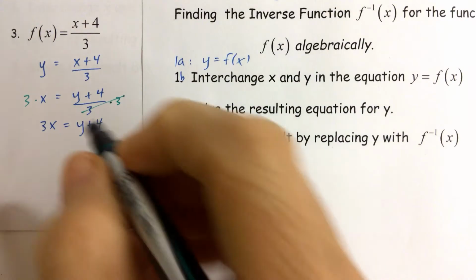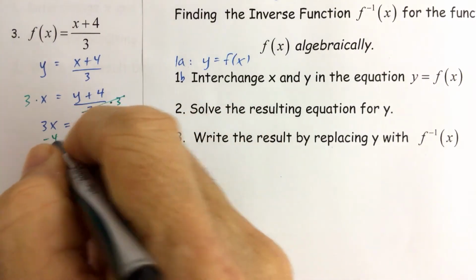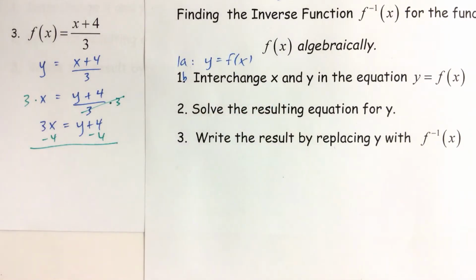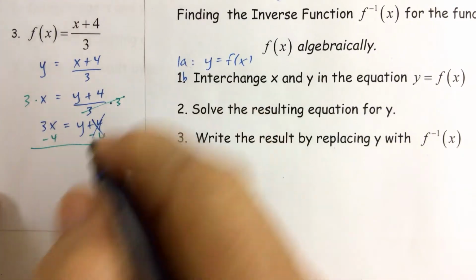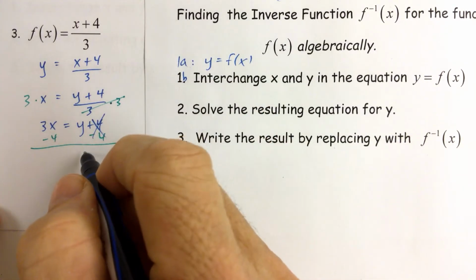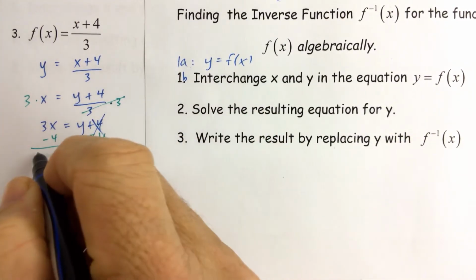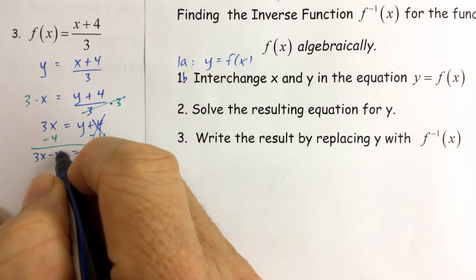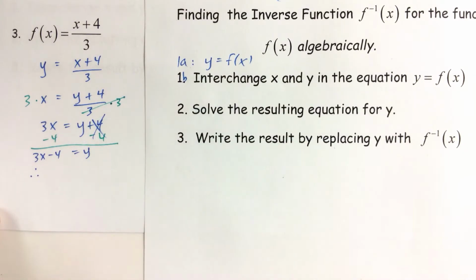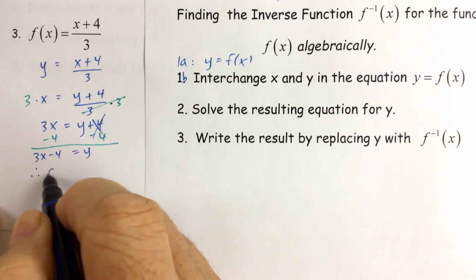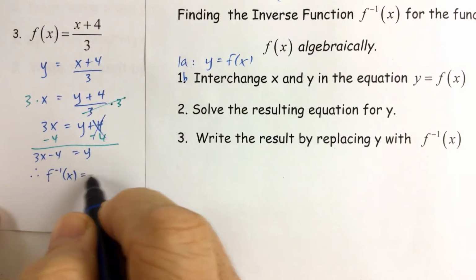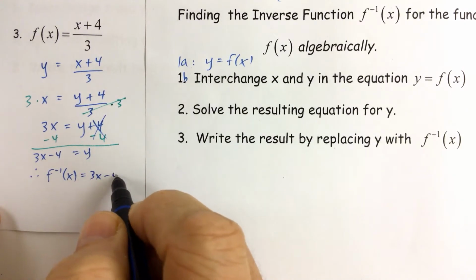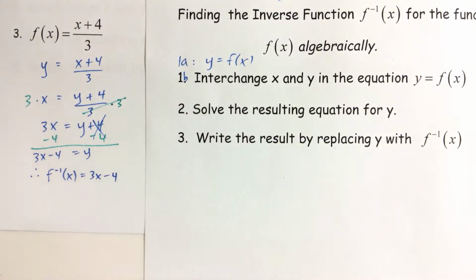And we know we subtract 4 from both sides, and after doing that we've got our y. Let's go ahead and write that out. y equals 3x minus 4, and we say therefore f inverse of x is equal to 3x minus 4.